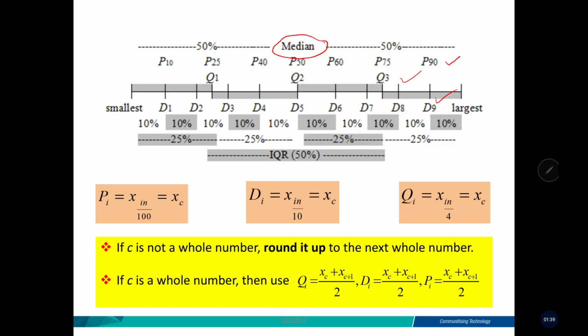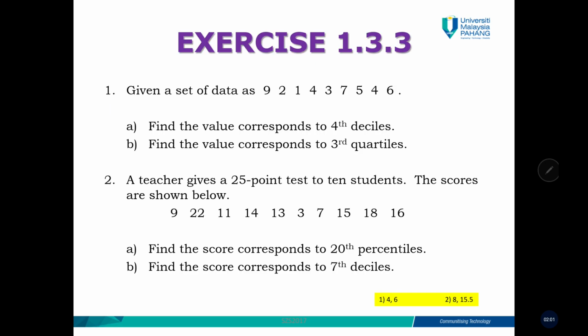The formula for measures of position is represented by XC, and the condition related to C is given here. If C is not a whole number, round it up to the next whole number. And if C is a whole number, then use this formula. Let's look at exercise 1.3.3.